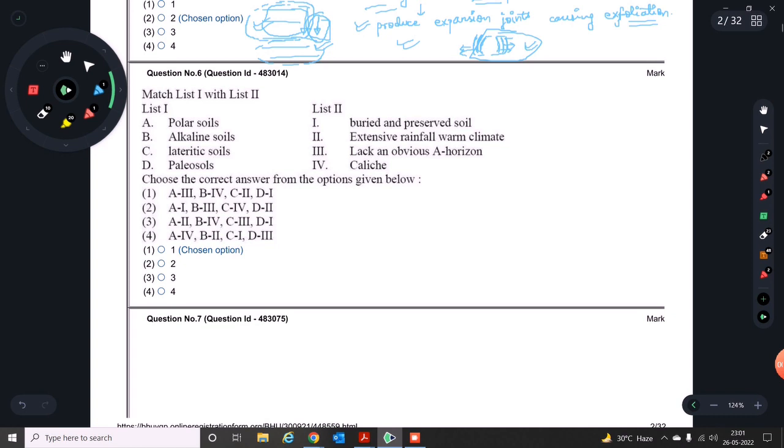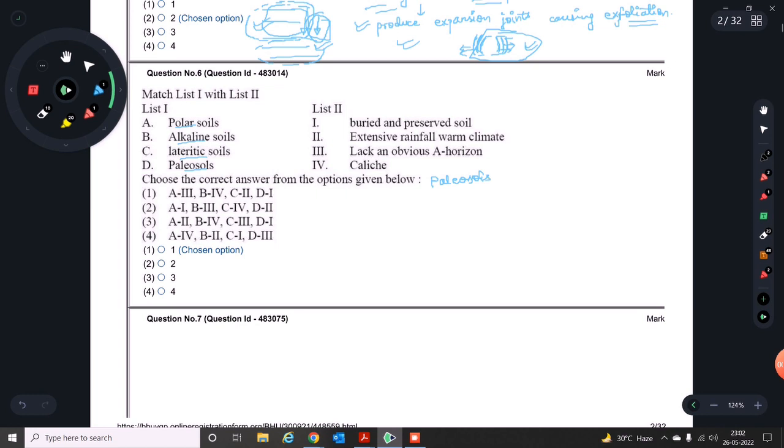Match list 1 with list 2. Again, here we have polar soils, alkaline soils, lateritic soils, paleo soils. So basically, I think either you must have studied or not, I don't know. Paleo soils are the ancient soils.